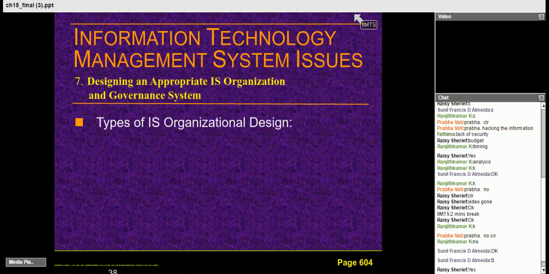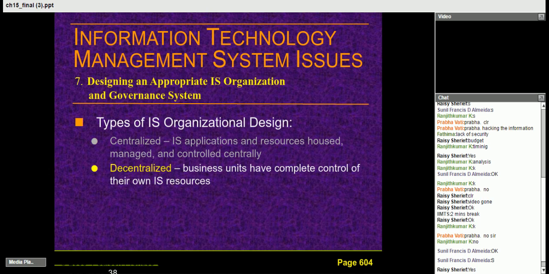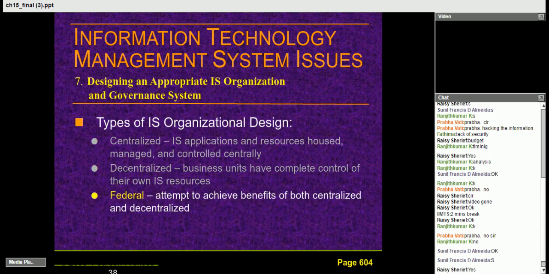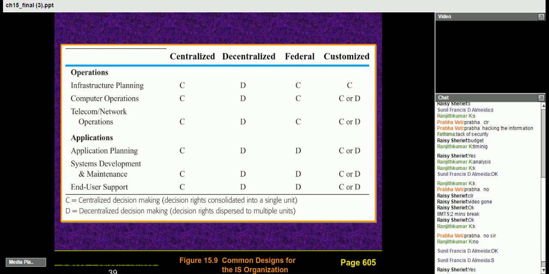Then designing an appropriate information system organization and governance system. Types of information system organizational design: information system applications and resources are housed, managed and controlled centrally. In another, business units have complete control of their own information system resources. A third attempts to achieve the benefits of both centralized and decentralized. Then mixed design, in large enterprises where each division determines the best design for that division.